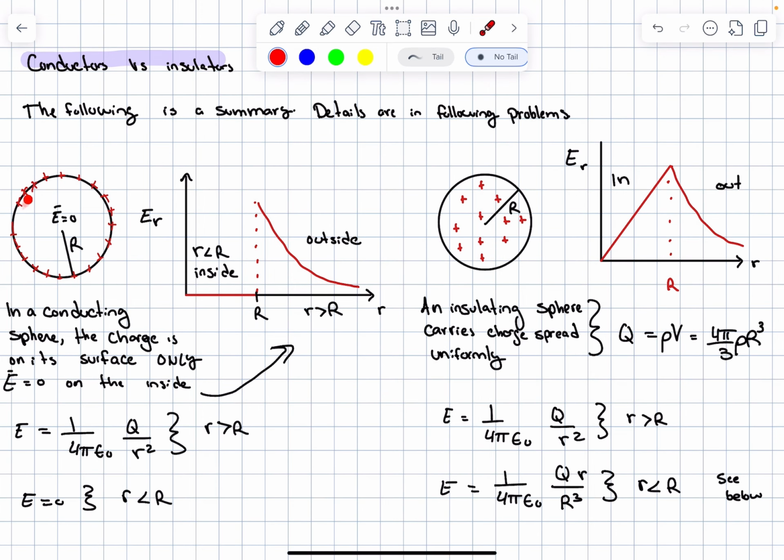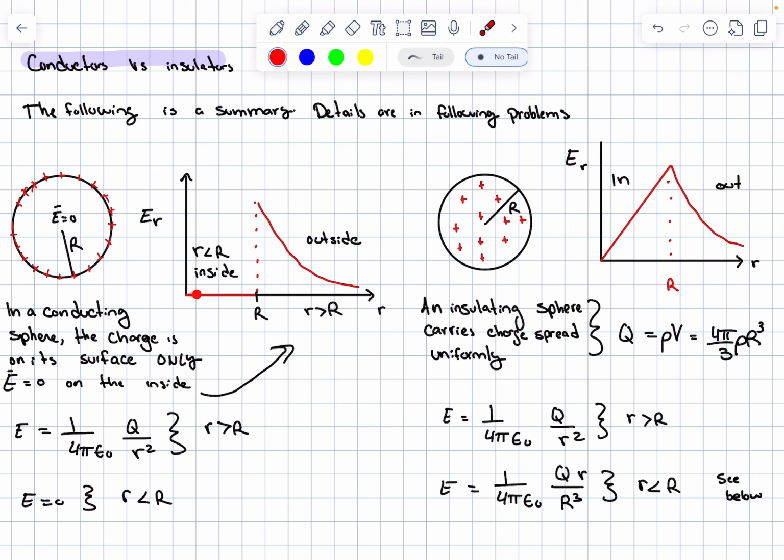Now, if I have a conducting sphere, the charge is going to be on its surface only. So there is no charge inside of the conductor. And that's something that you do have to either memorize, but you can also understand how it works physically. You need to know that in a conducting sphere, the charge is on the surface. If there's no charge inside, like we saw from Gauss's law, no charge inside means no electric field on the inside. So E is equal to 0 on the inside.